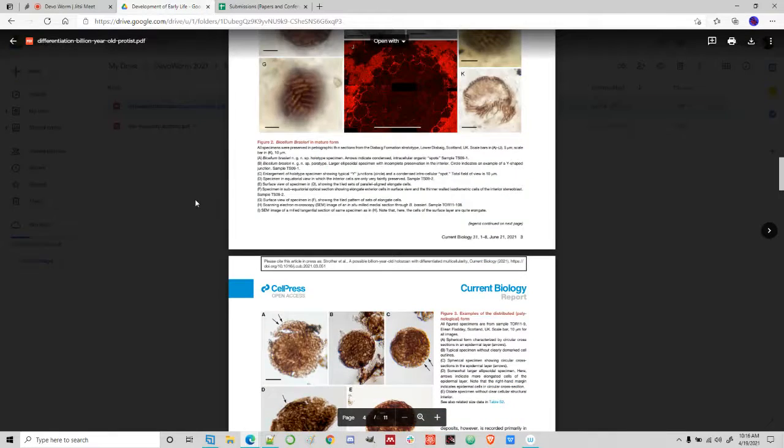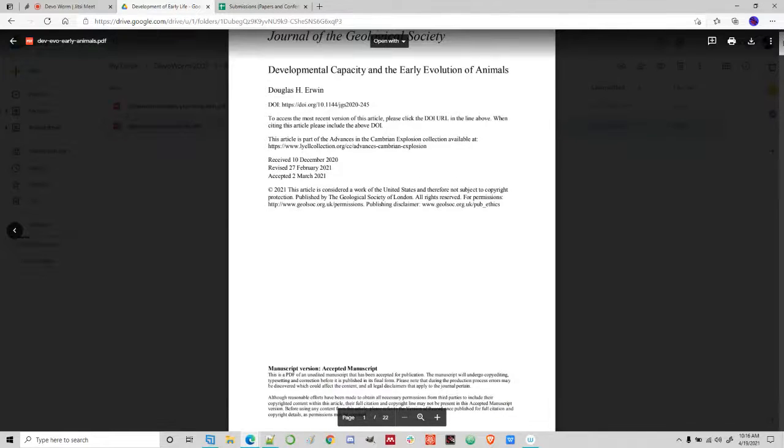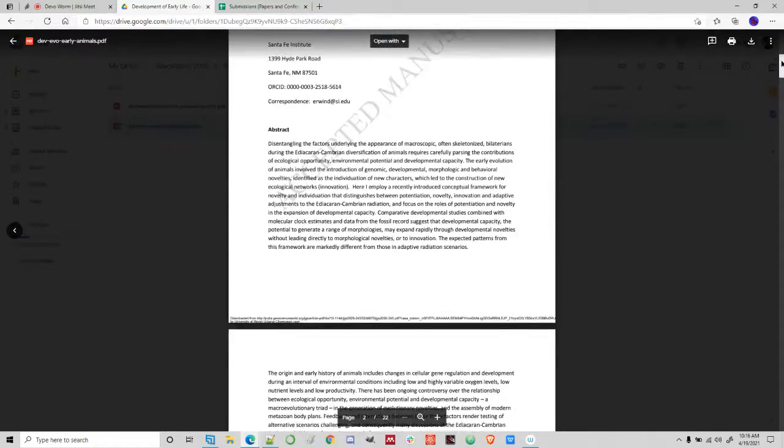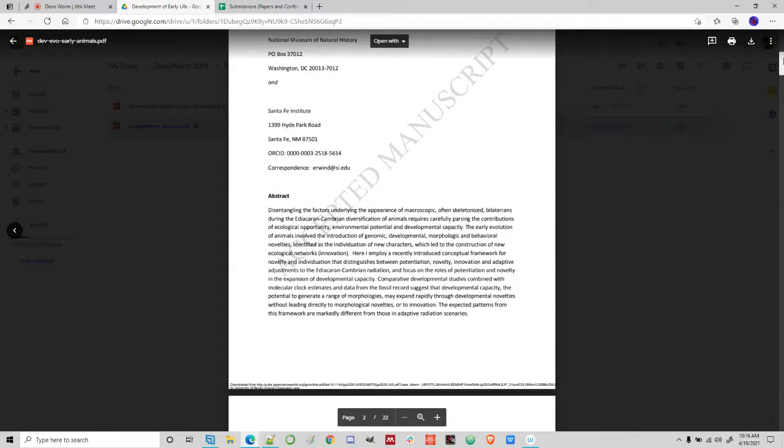So that's that paper. The second one is this, Developmental capacity and the early evolution of animals, by Douglas Erwin. And this was something I think that was accepted recently. Here I employ a recently introduced conceptual framework for novelty and individuation that distinguishes between potentiation, novelty, innovation, and adaptive adjustments to the Ediacaran-Cambrian radiation.